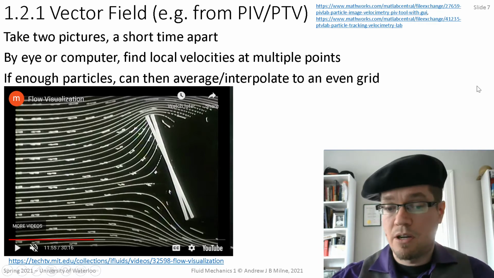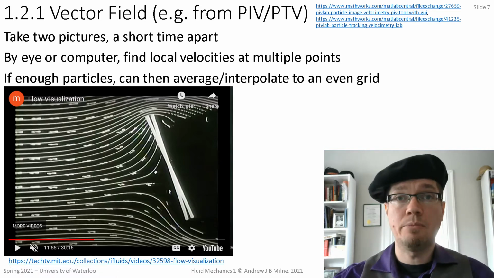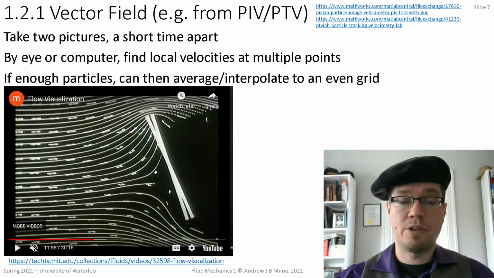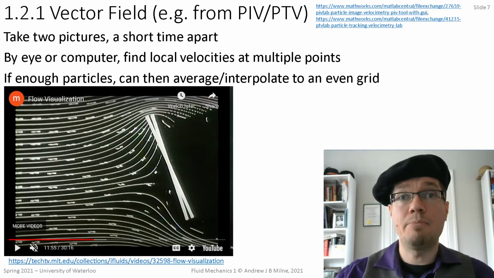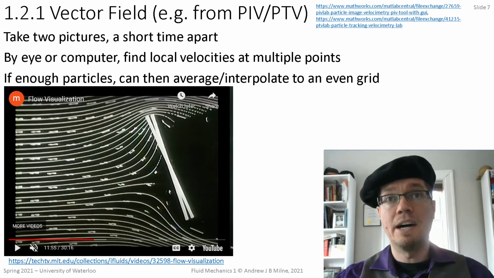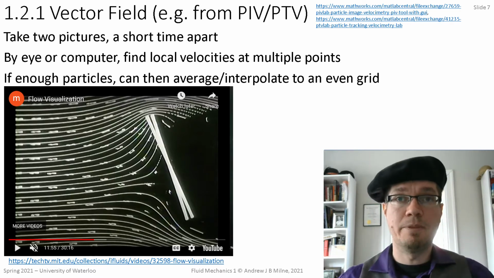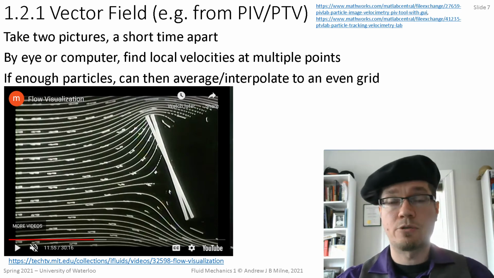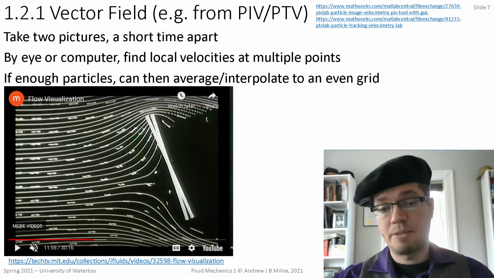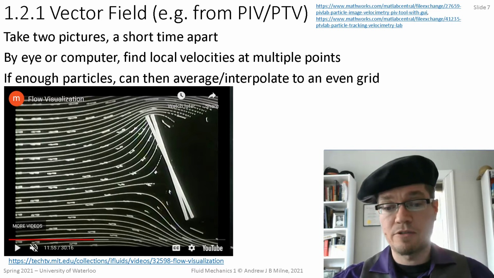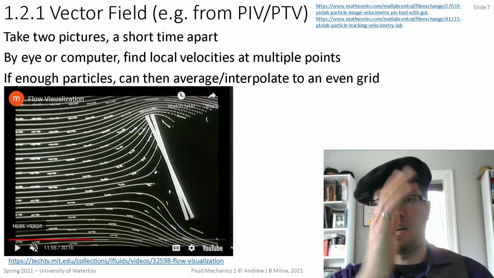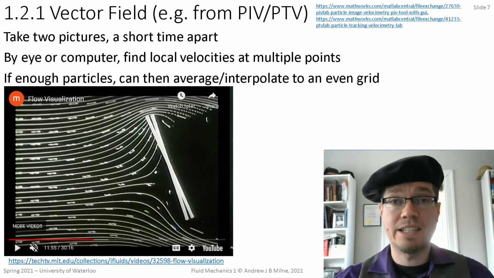You know that a short time later you're going to have a different one because you're going to have a different image pair. If you've got enough particles in your flow, it becomes impossible to do by eye because there's just too many to track. But you can then get a computer to do it across all of the space in the image and then interpolate or average that out to give you an even grid. This is obviously a very uneven grid. This particular set of images also suffers from there not being any particles in the wake behind that flapping vane, so you can't see what's going on there in the wake.